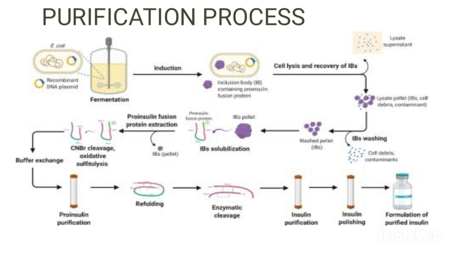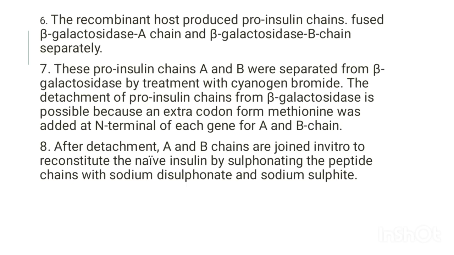Then it goes to the sulfonation method and enzymatic cleavage, and the two chains are separated from each other and reconstructed to form active insulin. The recombinant host produced the proinsulin chains. The A chain and B chain are fused separately to beta galactosidase, and proinsulin A and B are separated from beta galactosidase by treatment with cyanogen bromide. The detachment from beta galactosidase is possible because an extra codon for methionine was added at the end terminal of each gene for the A and B chains.